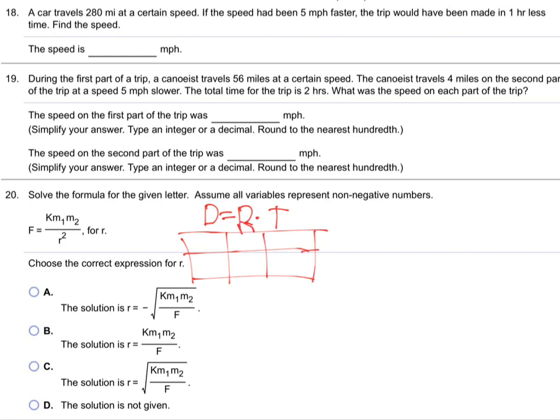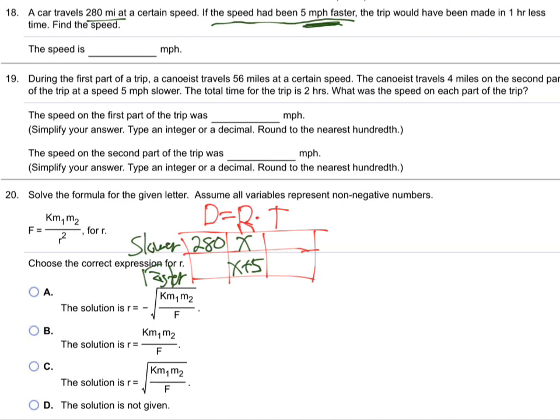All right, and what am I going to put in here? 280 miles. That's the distance, right? If the speed had been faster, so this is slower, faster. If the speed had been faster, 5 miles an hour faster, so this is x plus 5. The faster is x plus 5 in the rate, right? Speed is rate.